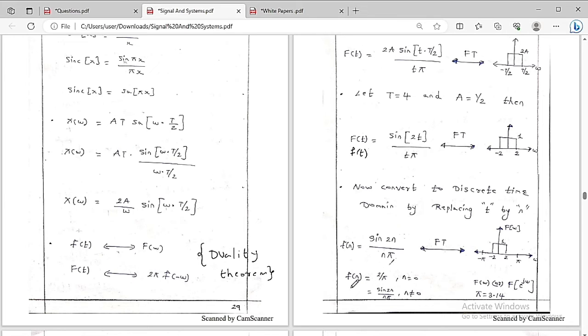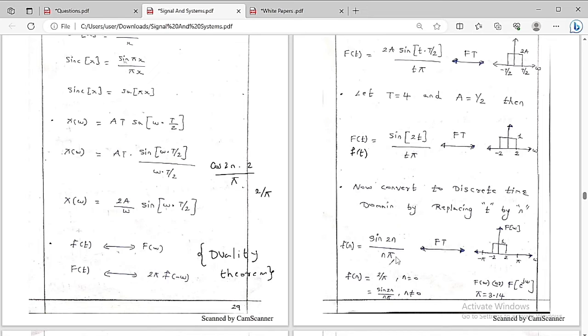Then what is f of n? If you see clearly, suppose you substitute n is equal to 0 in f of n, then what are you going to get? Sine 0 by 0. 0 by 0 is indeterminate, so you have to go for the L'Hospital rule. The derivative of sine 2n is cos 2n into 2, by the derivative of n pi, which is pi. Now substitute n is equal to 0, then cos 0 is 1, so 2 by pi you are going to get.